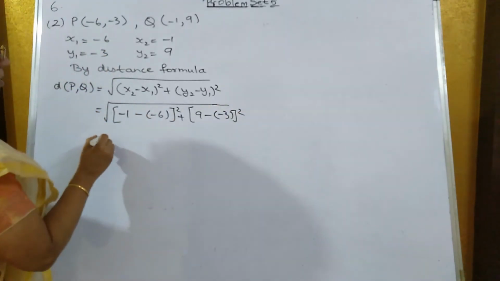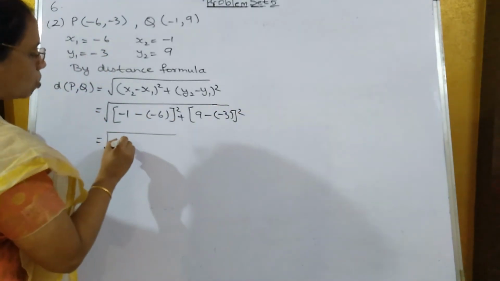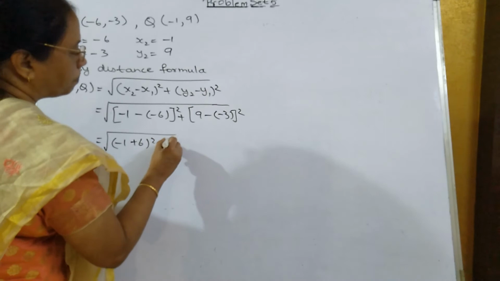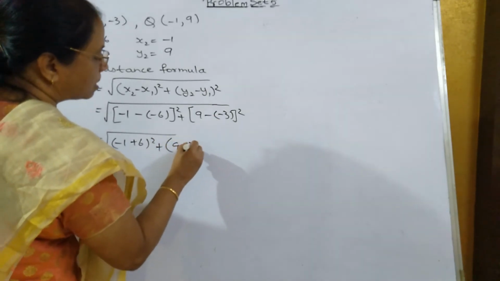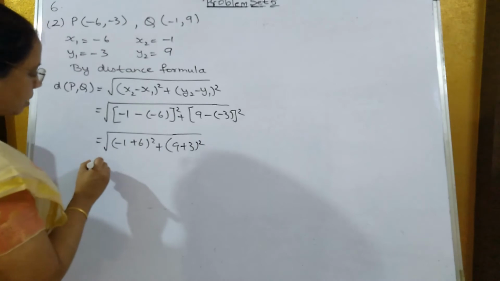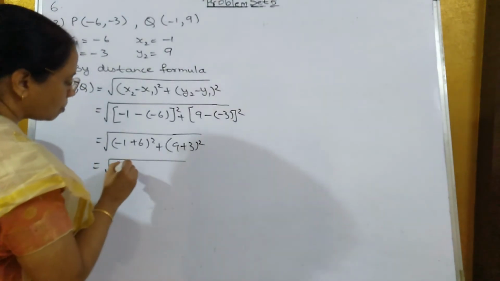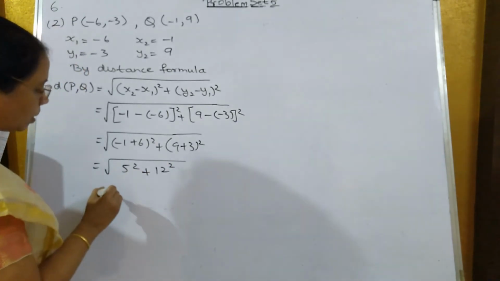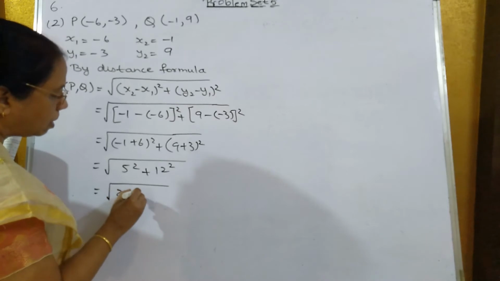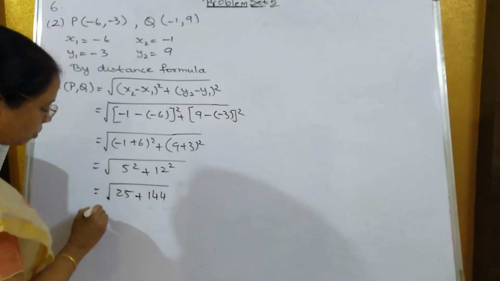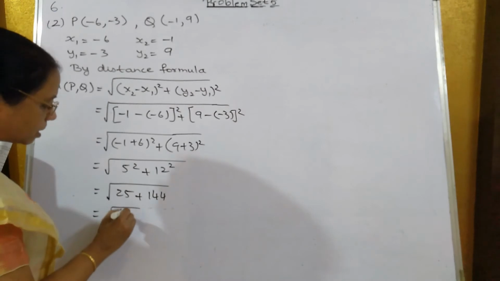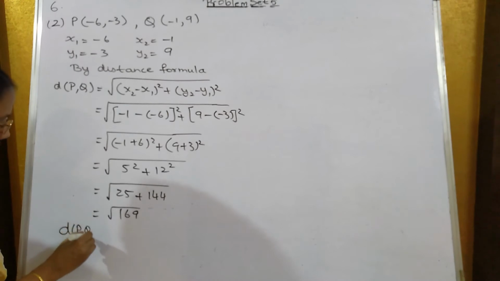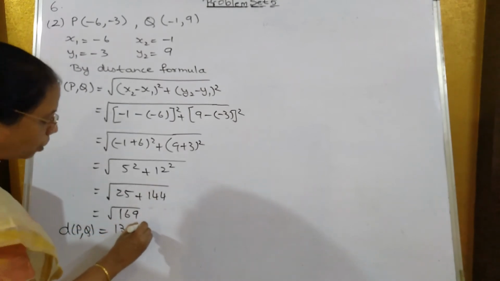So that is equal to -1, minus into minus is +6 the whole square, plus 9 minus into -3 is +3 the whole square. So that is equal to 5 square plus 12 square. So that's equal to 25, and 12 square is 144. So that's equal to root 169. So distance PQ is equal to, what is root 169? That's equal to 13 units.